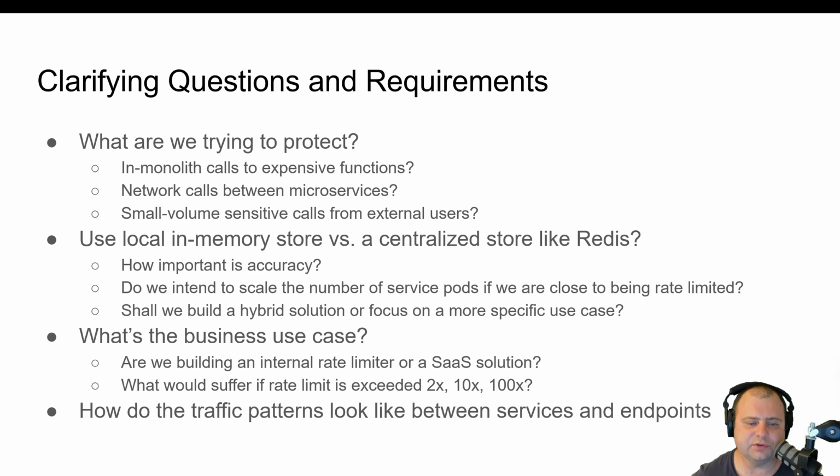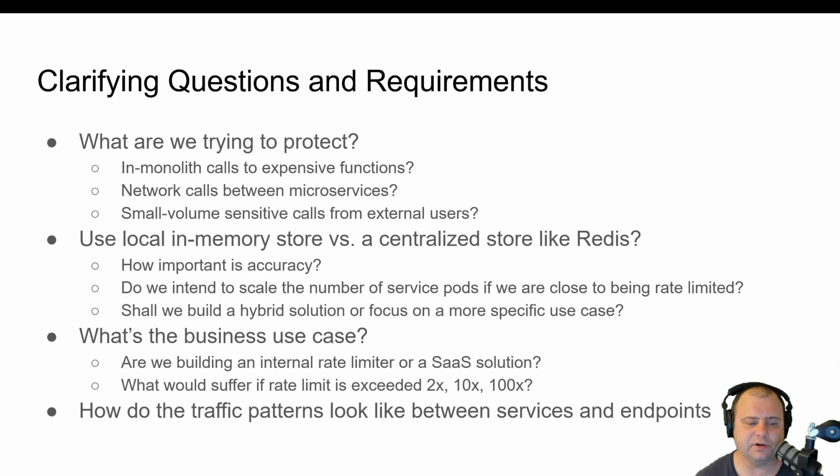For example, do we intend to scale the number of service pods if we're close to being rate limited, just to have a trade-off between the service fulfilling its requirements, cost, and being available? And also, shall we build a hybrid solution, maybe, with both an in-memory store and a centralized store, where different rate limiters are plugged into different pieces of our system? Or should we focus on some specific case, maybe just protecting on the API gateway level, and that's it?